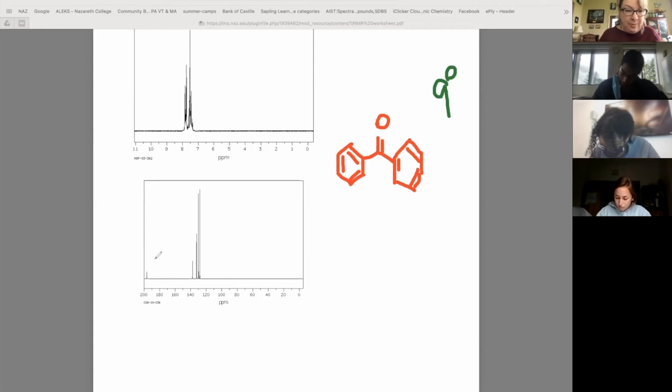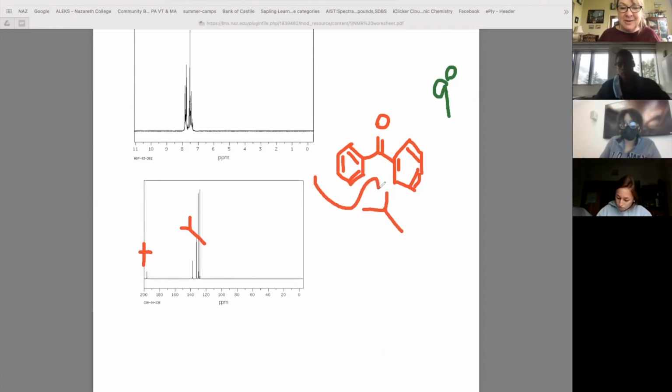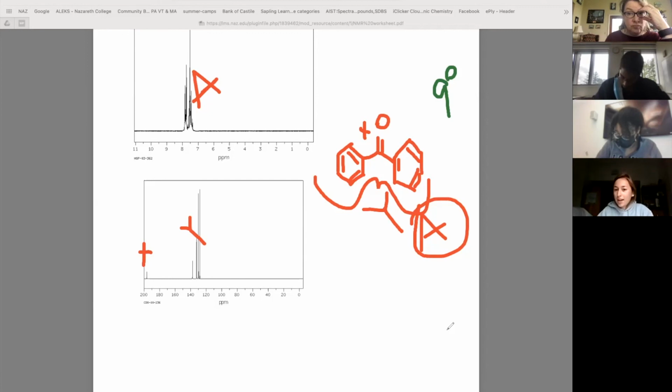So we'll label this as X and this as Y. And then this is going to be Y, all of these. And then this is going to be X. And then up top, this is going to be A, and all these protons are going to be A. So essentially Y and A are the same. Y is talking about the carbons, and A is talking about the hydrogens off the carbons.